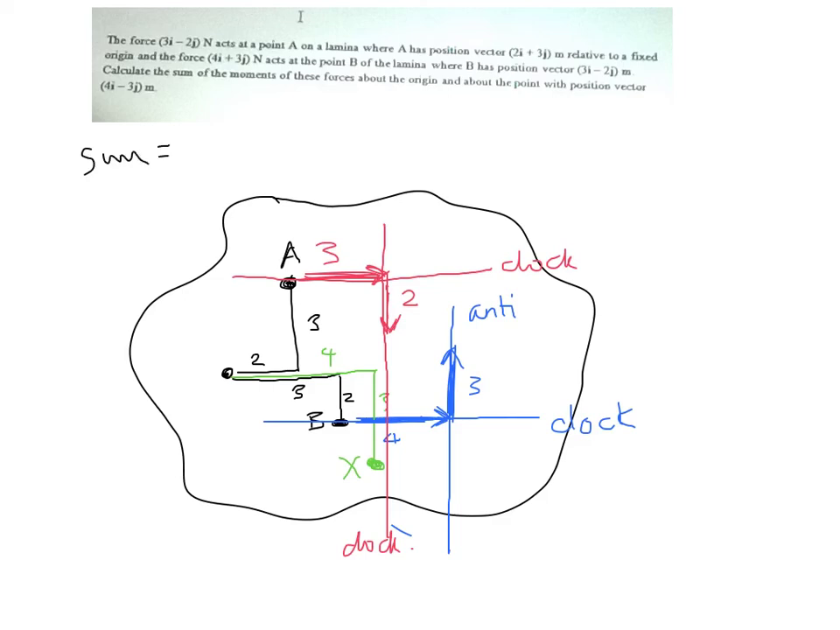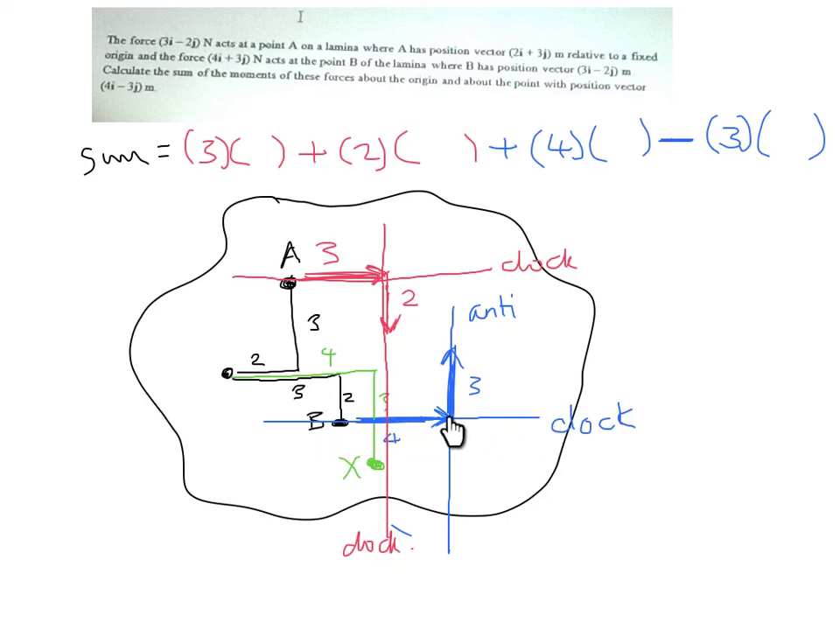So for the red ones, we've got the 3 times the perpendicular distance, also positive because it's clockwise. We've got the 2 times the perpendicular distance, and then the blue ones: still positive because it's clockwise is the 4 times the perpendicular distance, but negative the 3 times the perpendicular distance, because that one's going to try to rotate it anti-clockwise around x. Let's put the distances in.